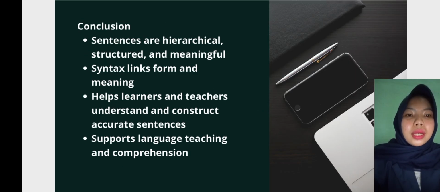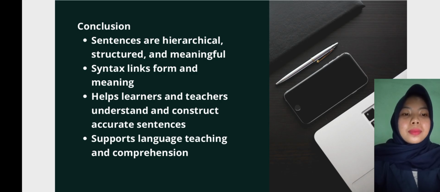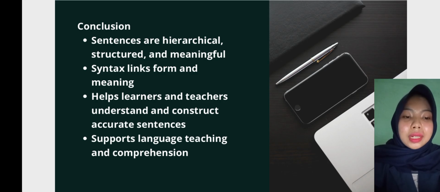To conclude, this project shows that sentence structure is hierarchical and systematic, not random. Syntax helps us understand how meaning is built through structure. By studying syntax, we can better explain why some sentences are grammatical while others are not. It also supports effective teaching and learning, especially in improving students' reading and speaking accuracy.